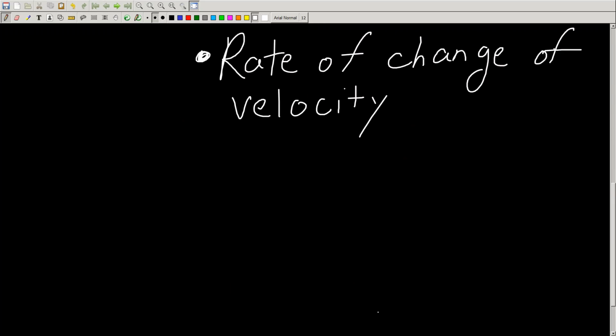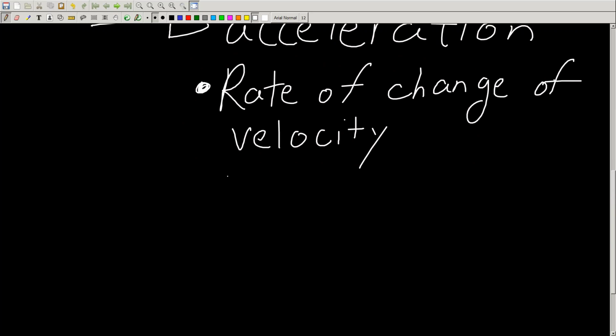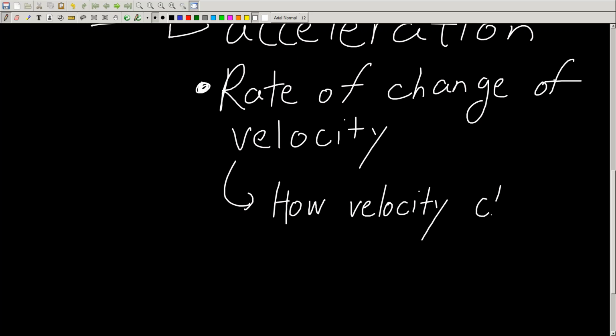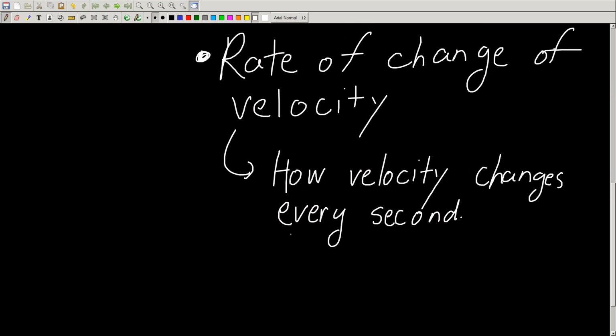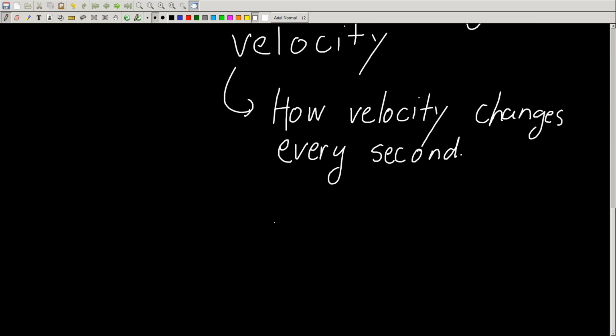What this means to the layman is how velocity changes every second. Okay? How velocity changes every second.